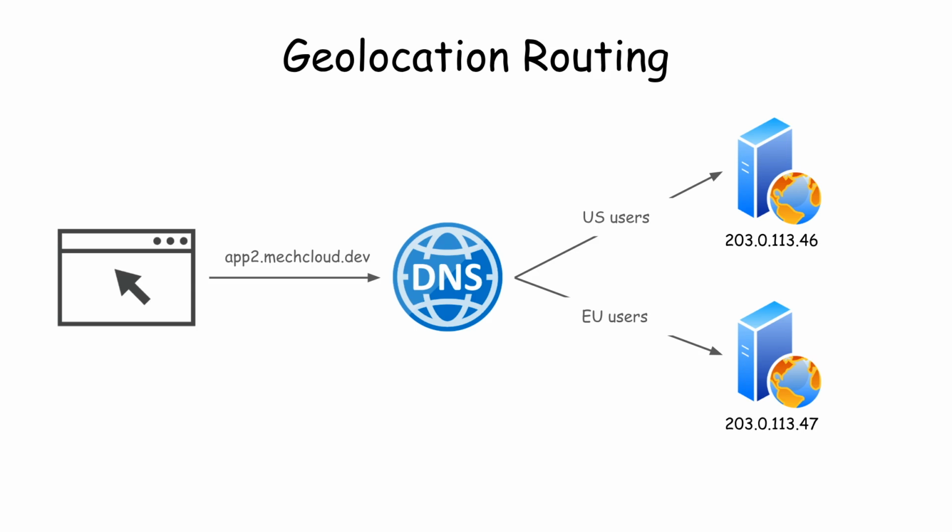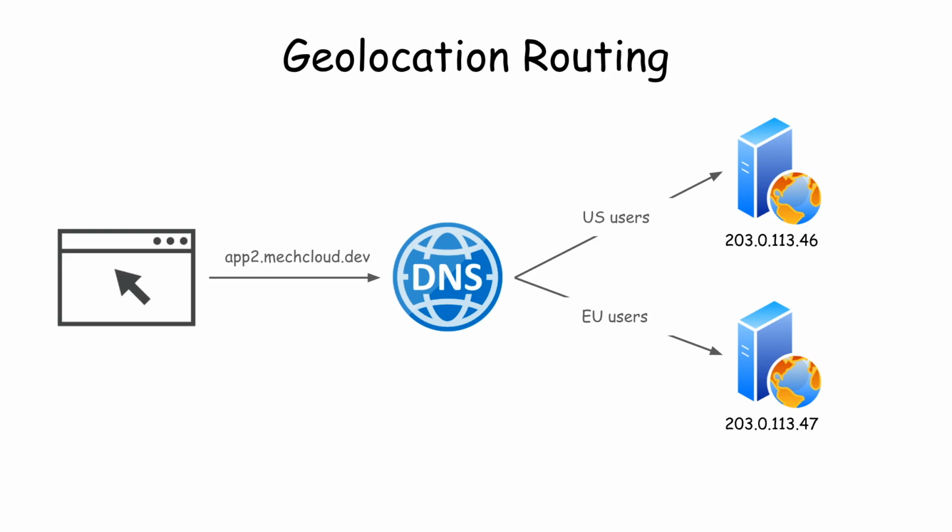Simple routing is great when you have one server, but what happens when your user base is global? You wouldn't want your customers in Europe waiting for a server in the United States to respond. The delay, or latency, can lead to a poor user experience. This is where a much smarter policy, geolocation routing, becomes incredibly powerful.